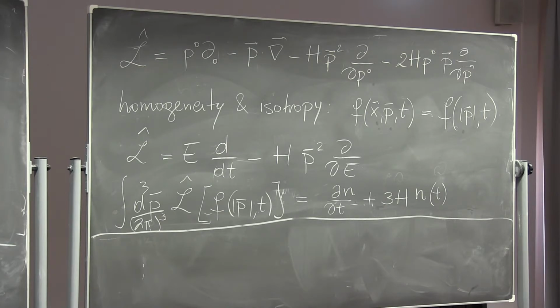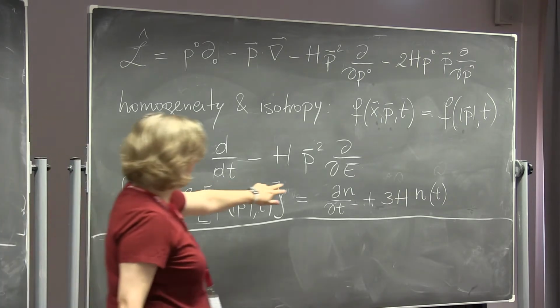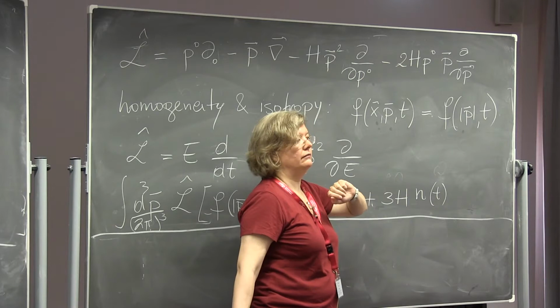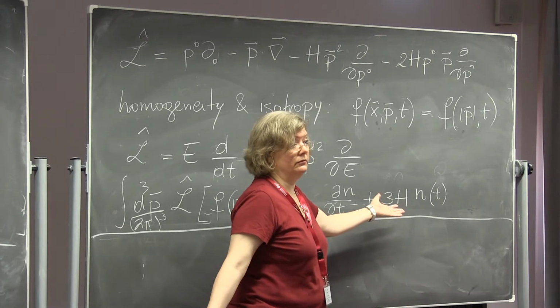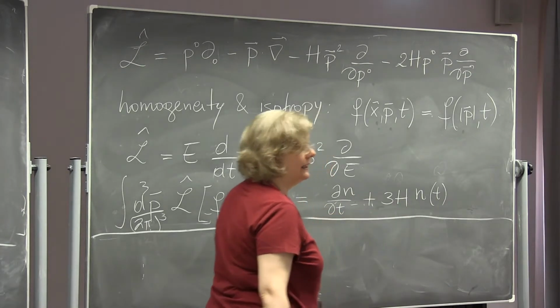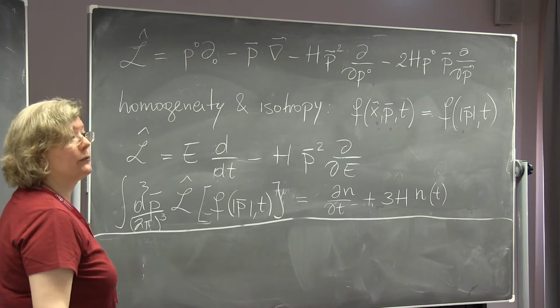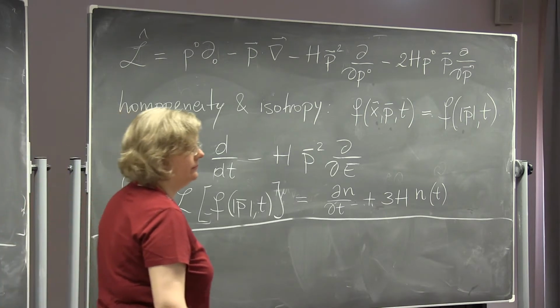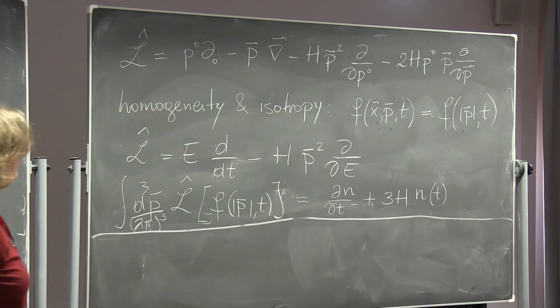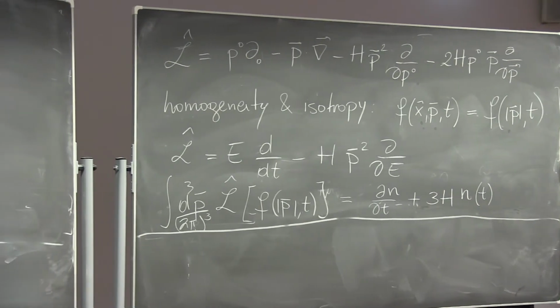Let me now consider the case where the collision integral is 0. Then I would have exactly dn/dt plus 3Hn equal to 0. This is nothing else than telling me that the number density will be diluted like the volume. It will go like 1 over a cubed, which is what I would expect, because the number density of particles should go down like 1 over the volume. So this seems to be a pretty good equation. But of course, what we would like to see is also what happens when the collision integral is non-zero.